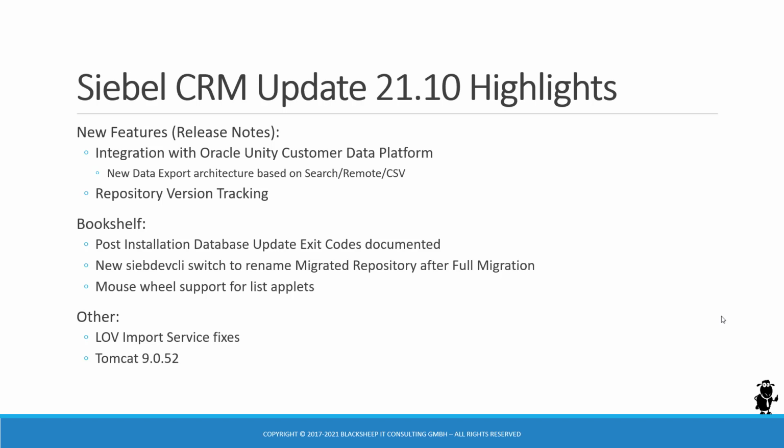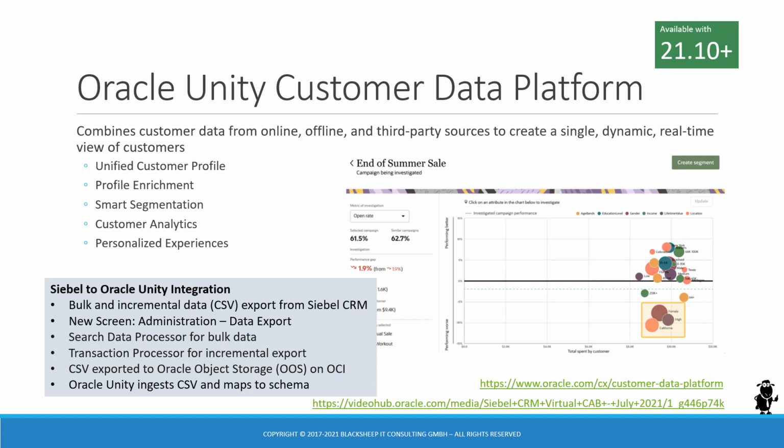Other features include fixes for the LOV import service, and Tomcat 9052 is included with the update. So let's talk about some of these features in greater detail.